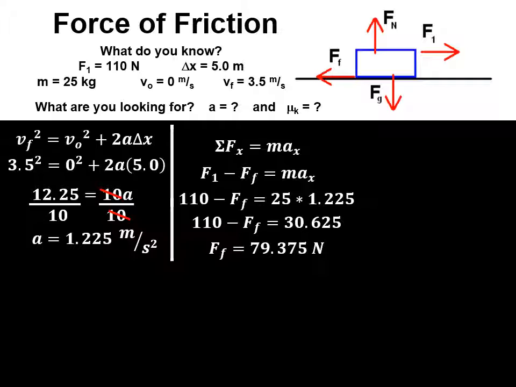Now we need to determine the normal force. So we got the force of friction. We need to determine the normal force. Normal force is going to be in the y direction. So we do Newton's second law again, but this time we do it in the vertical direction. And the vertical forces are the normal force and the force of gravity.